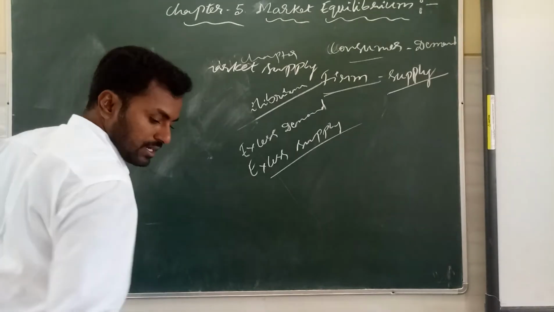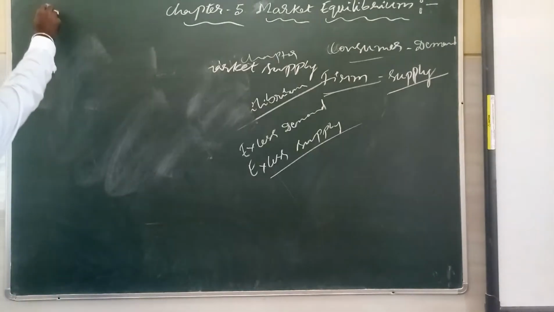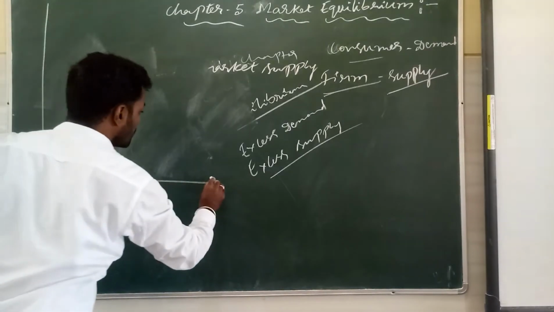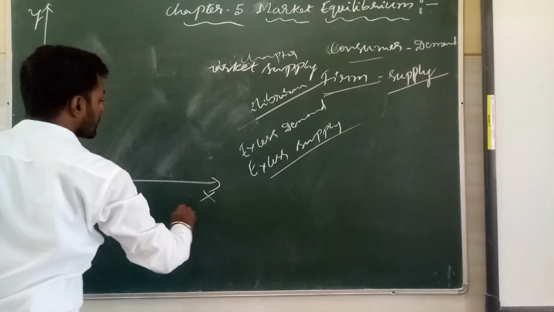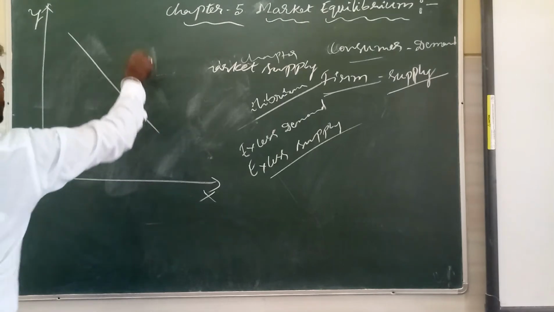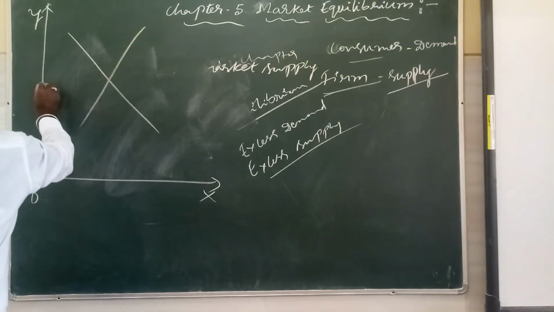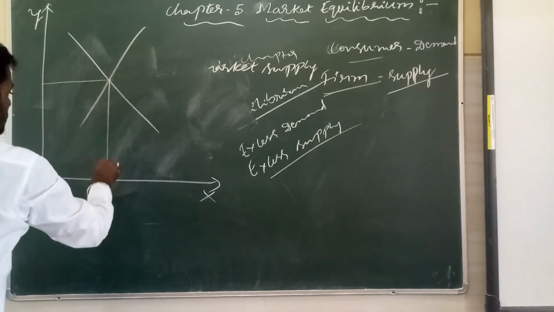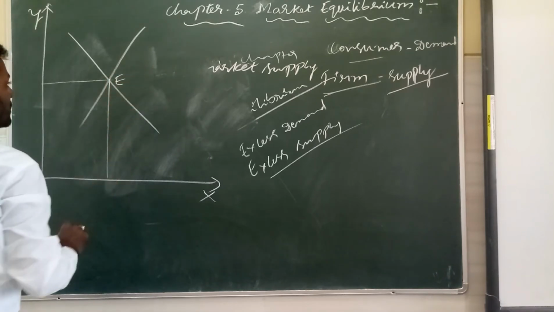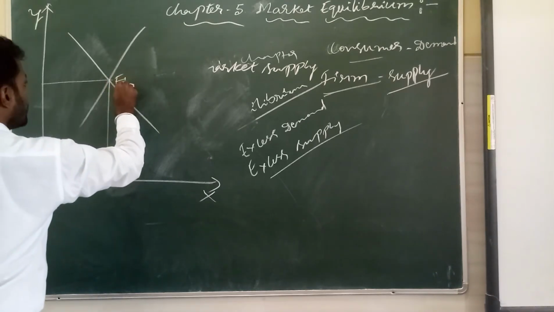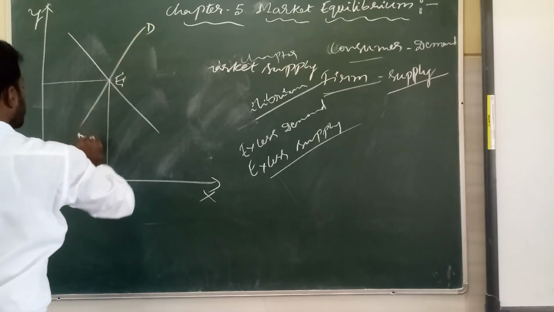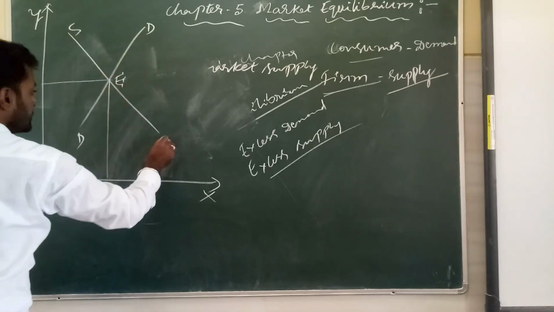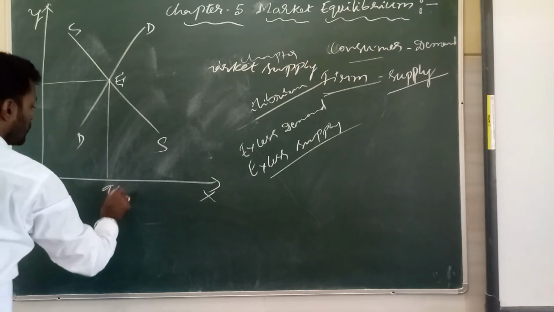How can we consider the equilibrium price? This is the demand curve, this is the supply curve. This is the equilibrium point. This is DD, the demand curve. This is SS, the supply curve. This is the quantity.